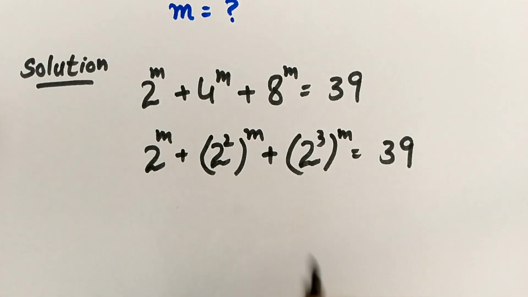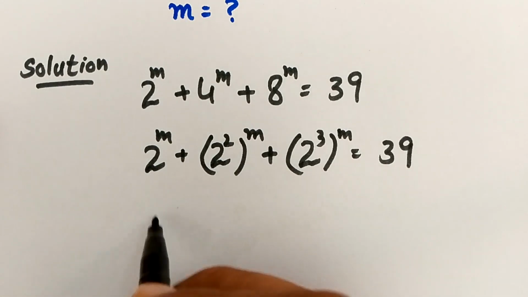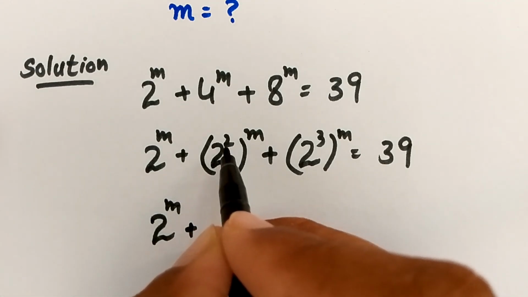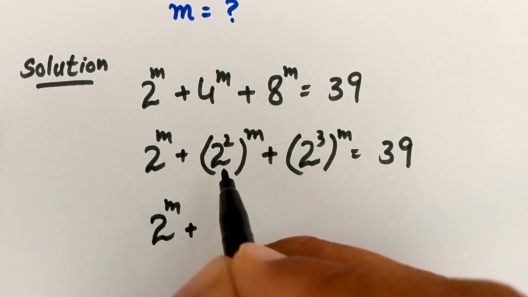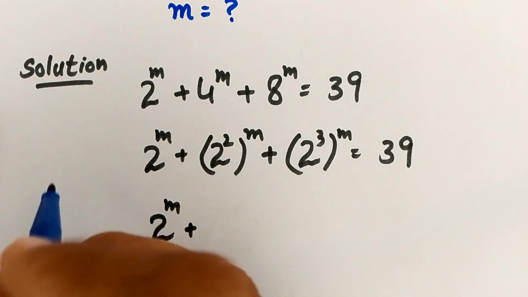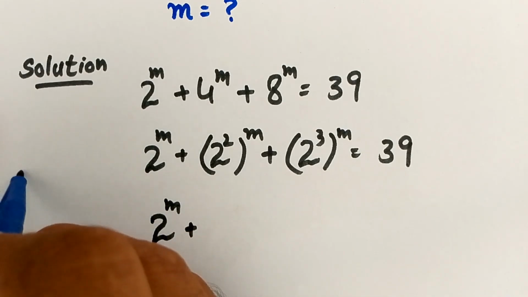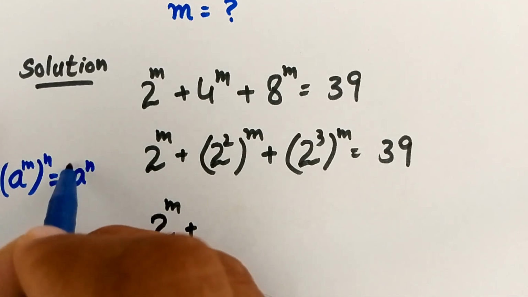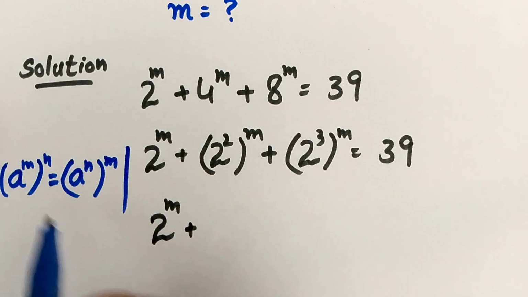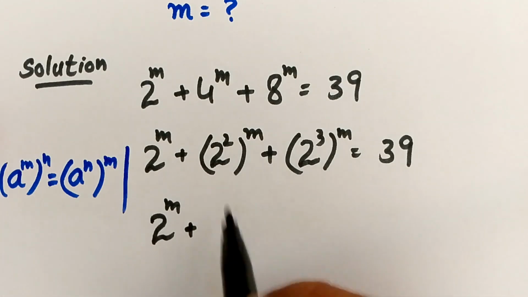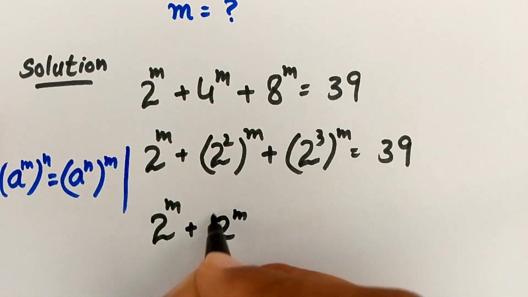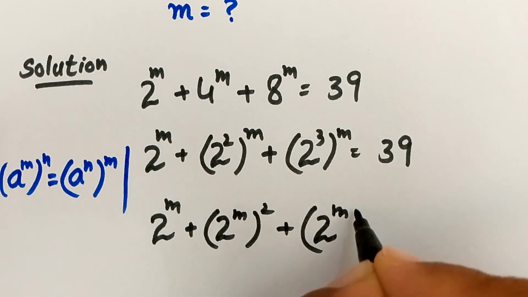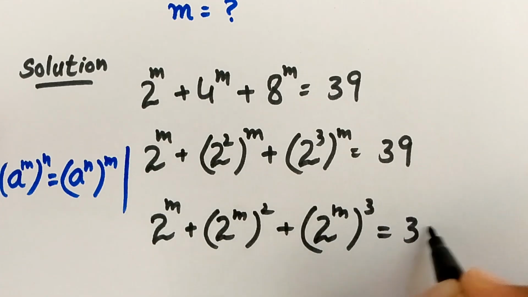Now in the next step, we can write this as 2 to the power of m plus, we have to move this 2 power to the outside and this m to the inside. To apply this condition, that is a to the power of m to the whole power of n is equal to a to the power of n to the whole power of m, this will become 2 to the power of m to the whole power of 2 plus 2 to the power of m to the whole power of 3, which is equal to 39.